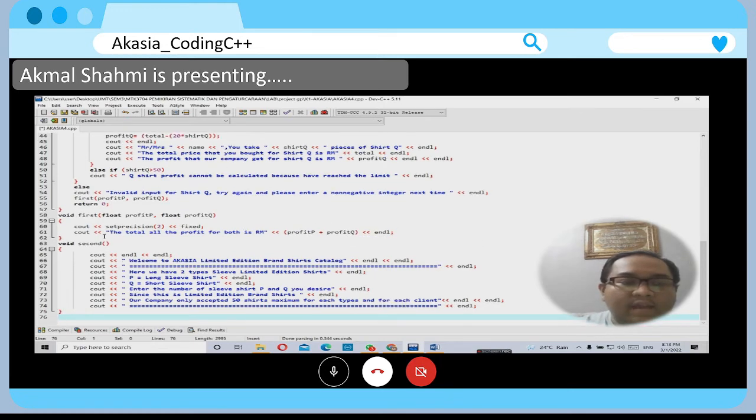End of line. And then for void second is a catalog that we create. It's shown as welcome to NATASYA limited edition brand shirt catalogs. So here we have 2 types of sleeve limited edition shirt, P is long sleeve shirt, Q is short sleeve shirt, and then I'm just gonna tell the number that you desire. And since this is limited edition shirt, our company only accepted 50 shirt maximum for each type and for each client.